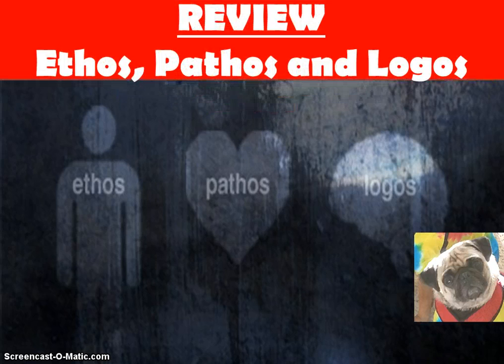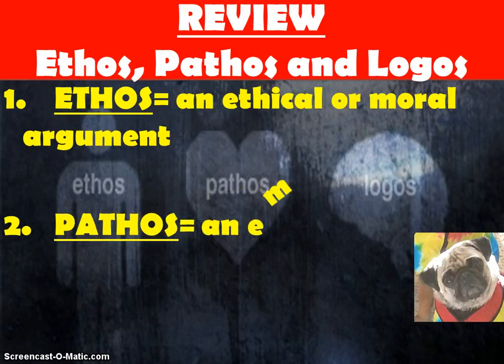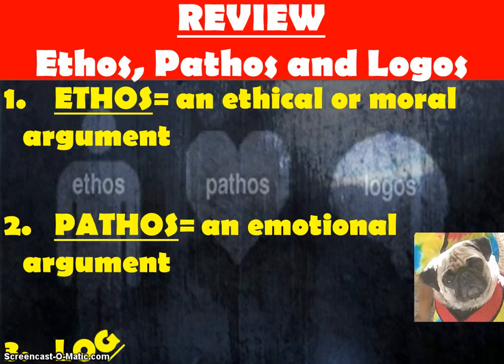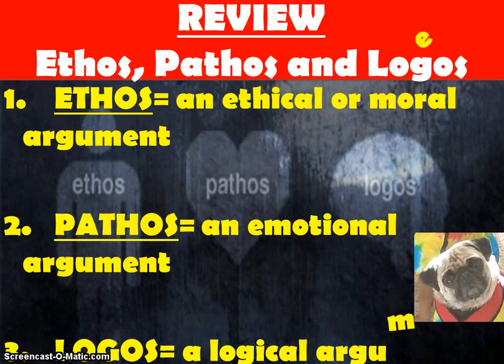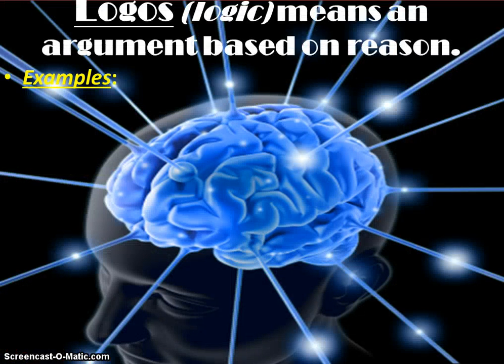Okay, let's do a quick review and make sure that we all understand this. Ethos is an ethical or moral argument. Pathos is an emotional argument. And lastly, logos is a logical argument. It will pull on the reader's logic. Pathos will pull on the reader's emotions, and ethos will pull on the reader's ethical or moral arguments. Let's take a look at some examples.